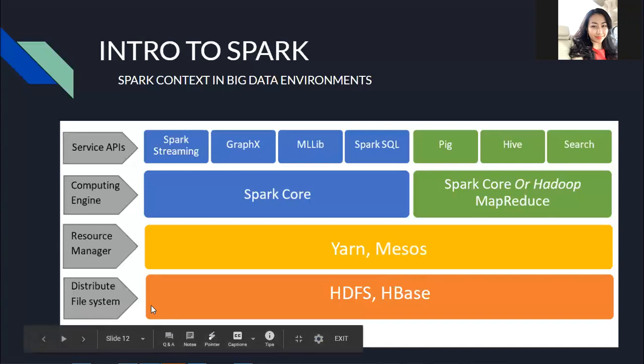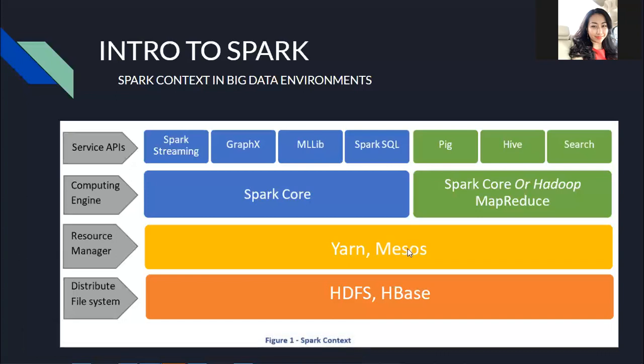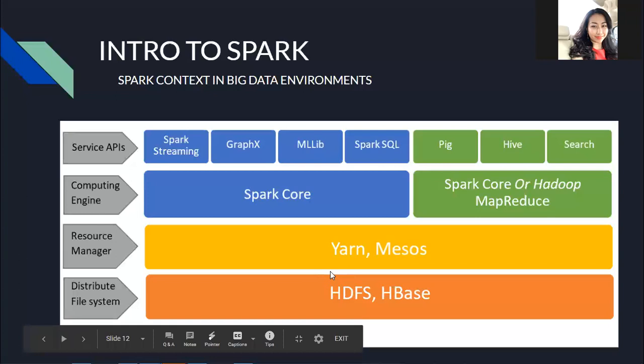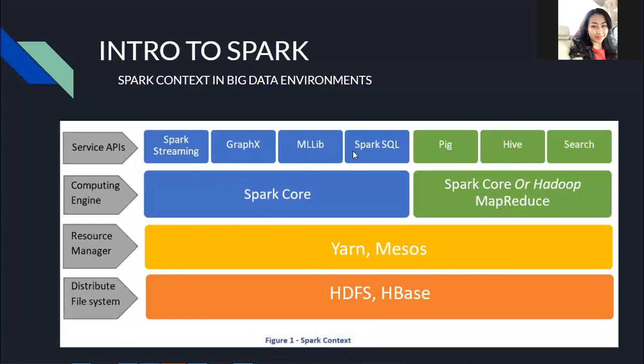So at the base level, we have Hadoop as a distributed file system. And I mentioned a resource manager to manage the resources between the executor, the worker, and the node, which is YARN and Mesos. And then we have the compute engine, which is Spark Core. And on top of that, we have the APIs that we use to do analytics and to interact with Spark. So we have Spark Streaming, GraphX, MLlib, and Spark SQL. And Spark SQL is the one that I talked about in the last sessions.